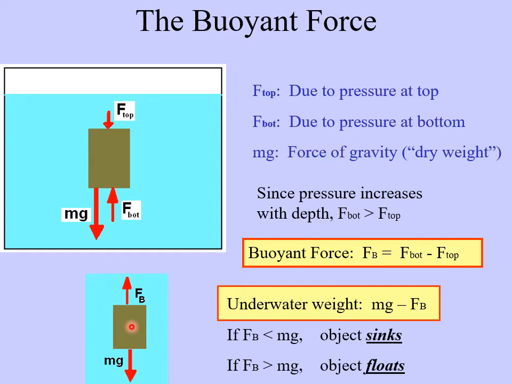And by the way, we can look at this free body diagram here, and we can predict that if the buoyant force, F sub B, is less than the dry weight force, mg, then mg is going to win the battle and this object is going to sink. On the other hand, if this buoyant force happens to be greater than the dry weight of the object, then this object is going to float. And so this is what actually determines whether an object sinks or floats.